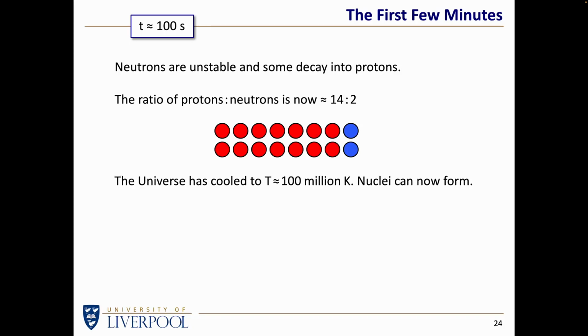What happens next? Well, after 2 to 3 minutes, the universe has cooled down to about 100 million Kelvin. It is now possible for the protons and the neutrons to get together. Up to this point, if you tried to get a proton and a neutron together, they would have had too much energy and they would just fly apart. But now the universe is cold enough that if you put a neutron and a proton together, they will stick. They will bond together. They will make a very stable particle.